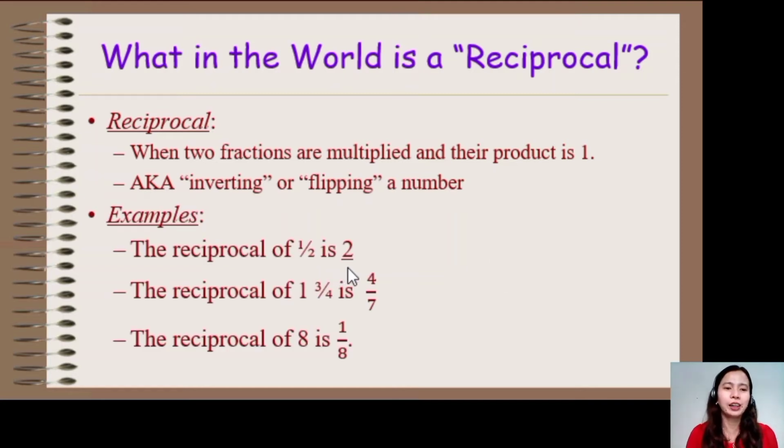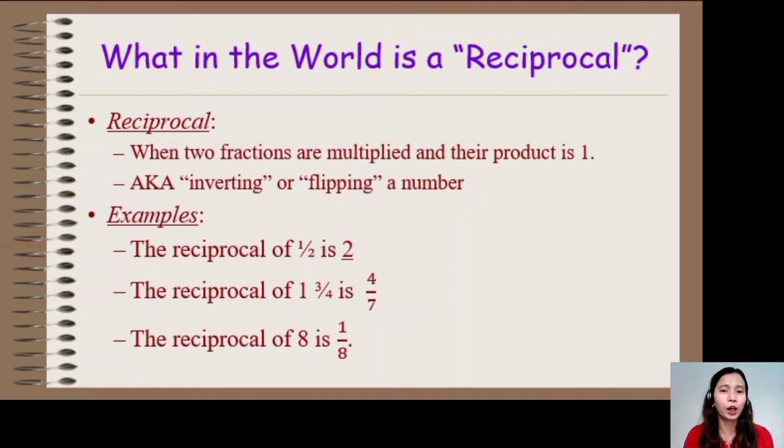So, let's have the following example. What is the reciprocal of 1 over 2? Since 2 is in the denominator, ilalagay mo lang siya sa numerator. Since it is considered as a whole number, no need for you to write 1 in the denominator. What is the reciprocal of 1 and 3/4? You cannot easily find the reciprocal. You must rewrite this first into an improper fraction. So, we have 7 over 4.